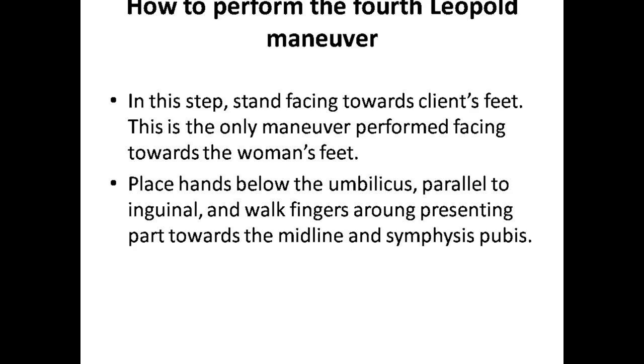Place the hands below the umbilicus, parallel to the inguinal canal, and walk the fingers around the presenting part towards the midline and the symphysis pubis. So you are going to place both your hands below the umbilicus, parallel to the inguinal canal. Then you are going to run the fingers along the presenting part. You are going to feel the presenting part from the inguinal area and run those fingers towards the midline and the symphysis pubis.